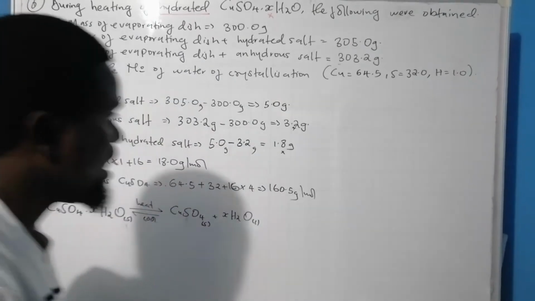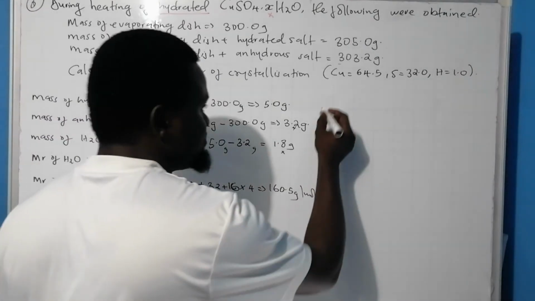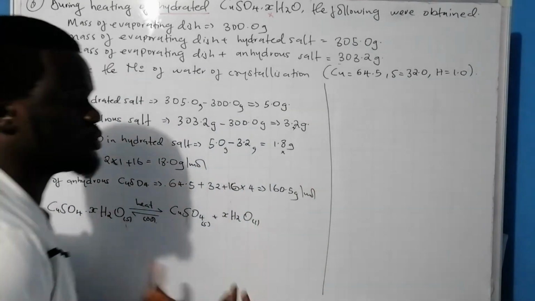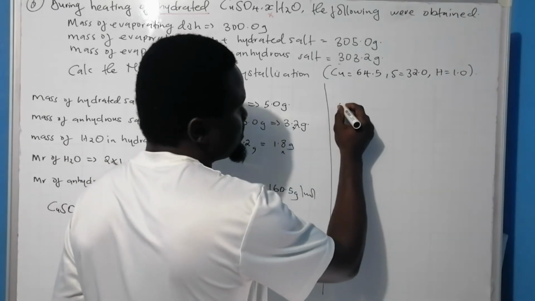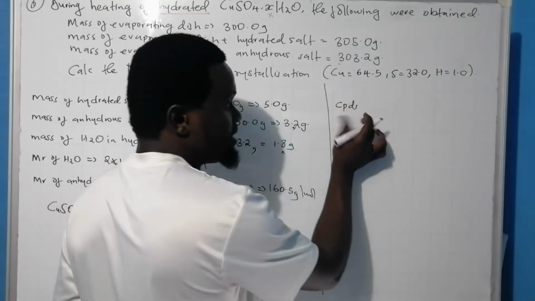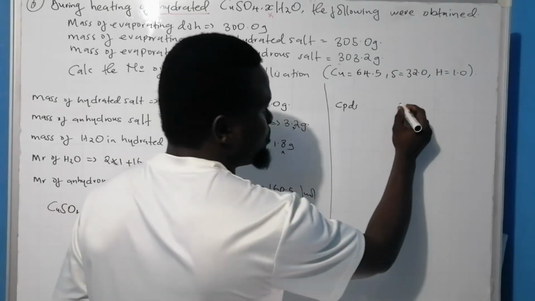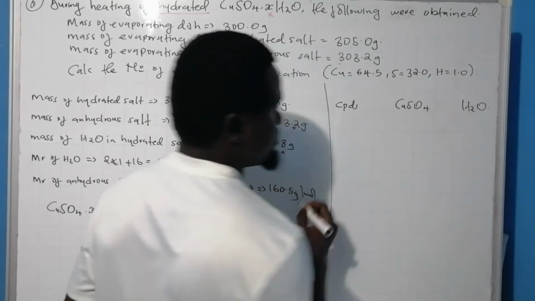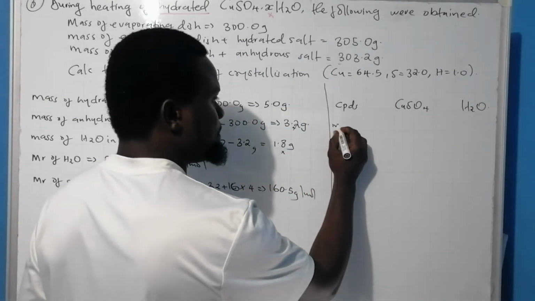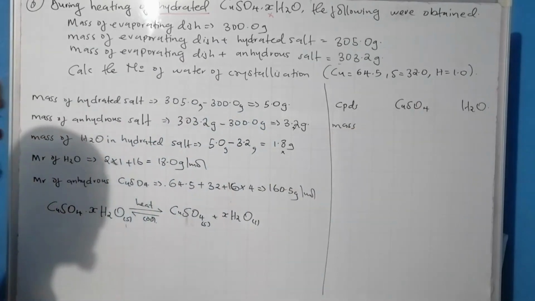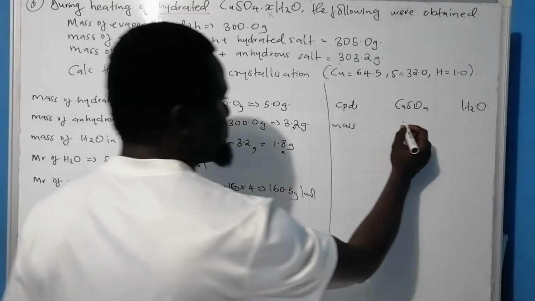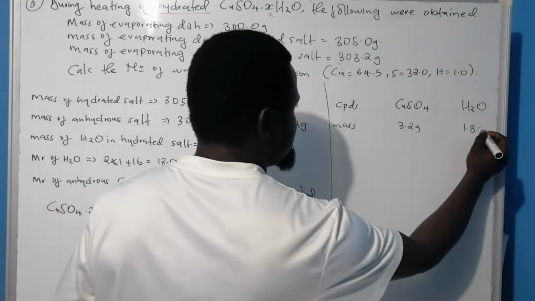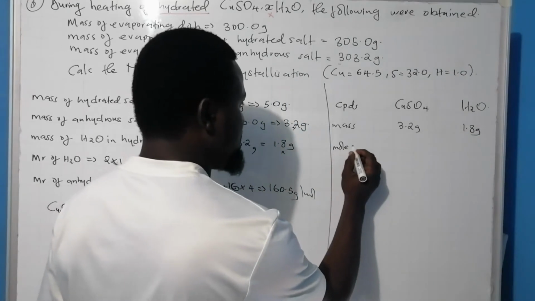So from there, I go back and draw that table of mine. Remember, I want to get the number of molecules of water or water of crystallization. So in this case, I will write compounds. Let me just abbreviate it as that. So anhydrous copper 2 sulfate and water. Now, how do I get the masses? The mass of anhydrous copper 2 sulfate, we said it was 3.2 grams. How about the mass of water? It was 1.8 grams. Next, I get the number of moles.